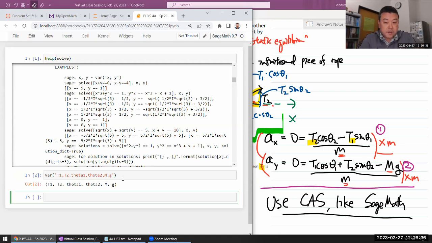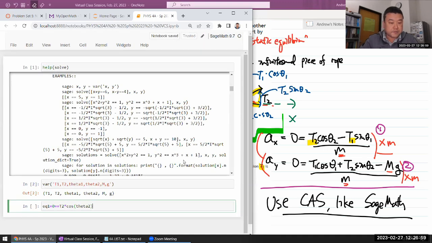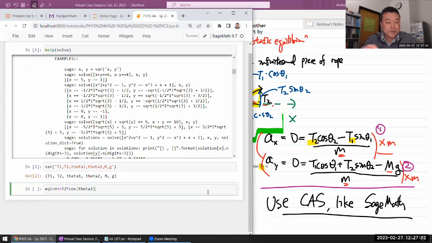Let me write down my first equation that's based on the x direction, equation 1. That's going to be, so this is an assignment symbol, and the equation will be 0 is equal to, this is the equal-to symbol, t2 times cosine of theta 2. SageMath knows these special functions, and there's documentation that you can look up to figure out which functions it already knows and whatnot.